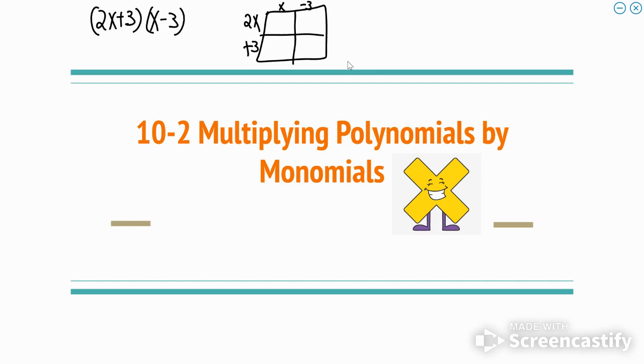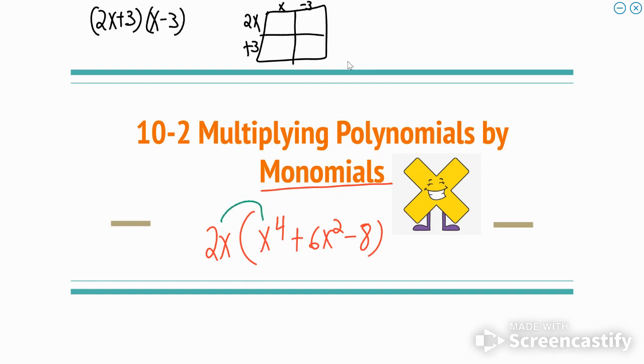But today, we're going to do something a little easier because we don't have a binomial, but instead we're going to have one monomial. So remember, that is only one term times a polynomial. So it could be something like x to the fourth plus 6x squared minus 8. All right, so a lot of what we're going to be doing today is just distributing. We might have to combine like terms or solve equations, but that's going to be the main idea.